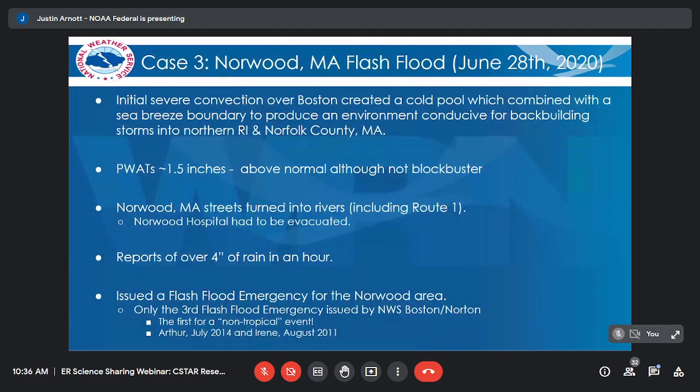Moving on, this is case number 3, in the Boston Norton office area, on June 28, 2020. This was a hybrid event. Initially we were issuing severe thunderstorm warnings, and there was severe convection over Boston. But then it created a cold pool that, combined with the sea breeze boundary, produced an environment conducive for backbuilding storms into northern Rhode Island and Norfolk County, Massachusetts, just south of Boston.